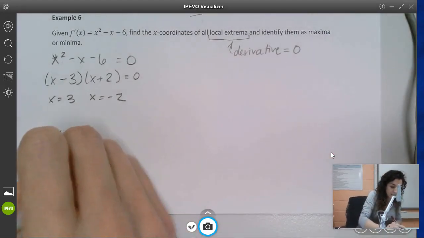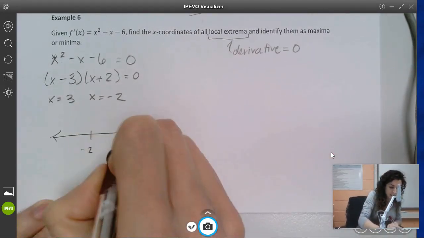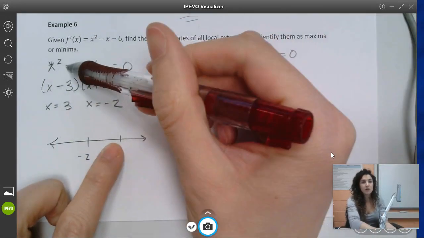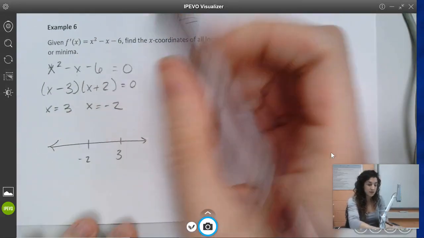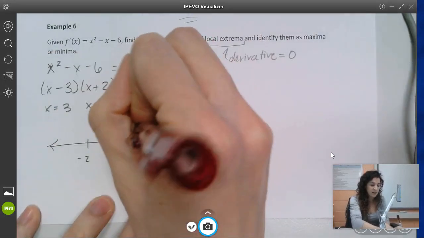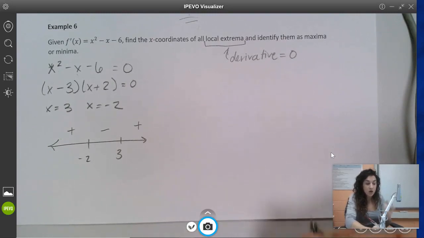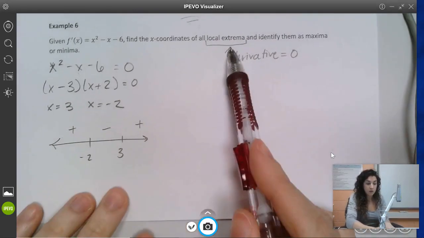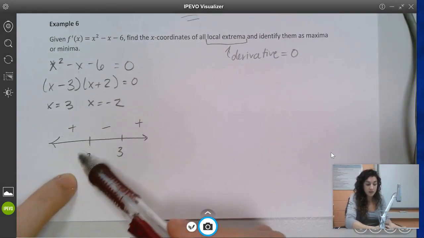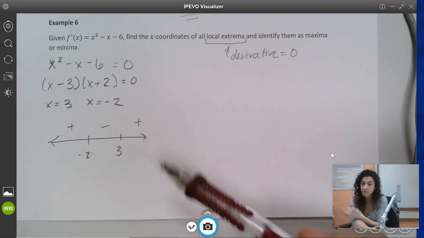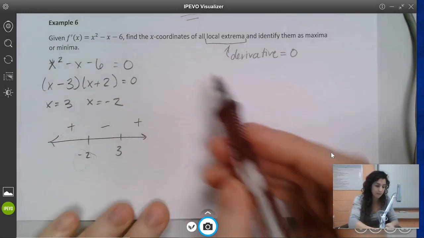Okay, now we make our sign diagram. Plug in the easiest number we can think of, which will be 0. 0 minus 6 will be a negative number. And then it just alternates from there. Sign diagrams can be really, really quick, so they can be pretty helpful. So we know our x values of our local extrema. We know that this is where something will happen, and we know that this is where something will happen. We just don't know if they are a maximum or minimum. So we use our sign diagram.